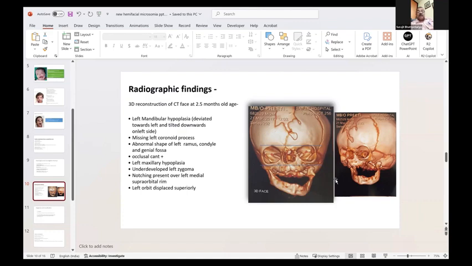Accompanying clefts, their management should start. So if it is a macrostoma, the management should start. If it is a traditional cleft lip and palate, that management should start. So the advice about feeding, advice about immunization, all these things at the beginning.